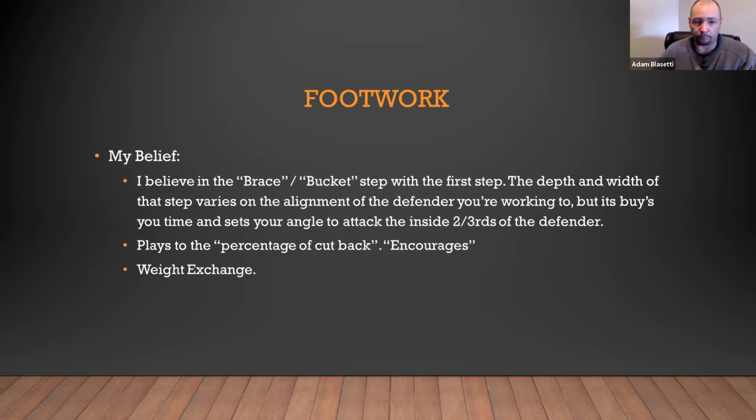Realistically, with that brace step, there's kind of no perfect step. There's a whole bunch of imperfect steps and wrong ones, but there's no perfect one. The brace step plays to the percentage of the cutback in tight zone. It establishes and helps work that inside 2/3 relationship and forcing defenders on an angle.